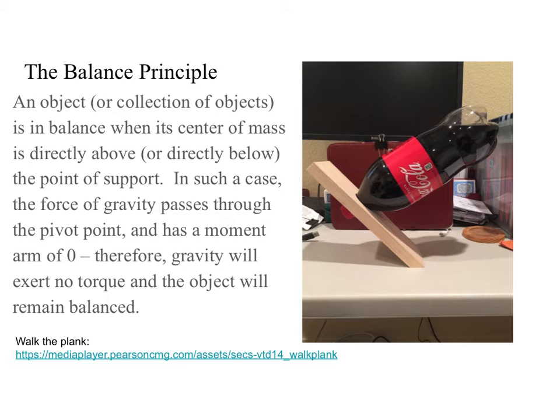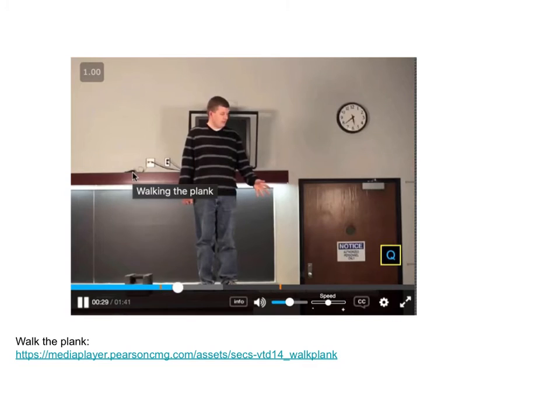All right, the balance principle. An object or collection of objects is in balance when its center of mass is directly above or directly below the point of support. In such a case, the force of gravity passes through the pivot point and has a moment arm of 0, so gravity will exert no torque and the object will remain balanced. This is also how things fall over. If you shift them so that their center of mass falls off of that vertical line from the gravity, then they'll tumble. This is illustrated in one of these videos from the textbook.